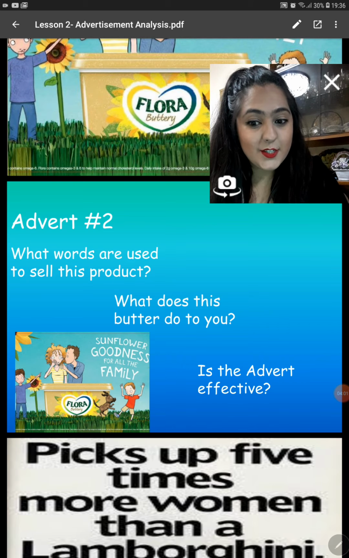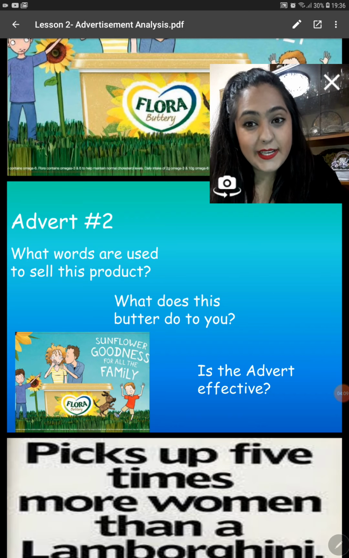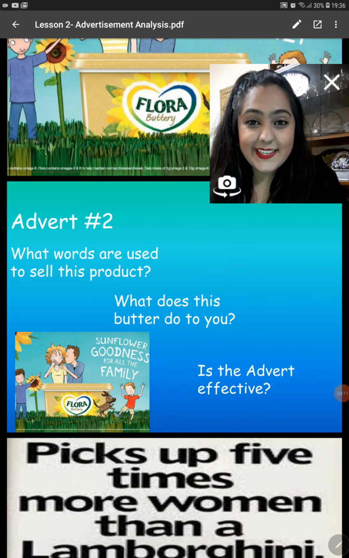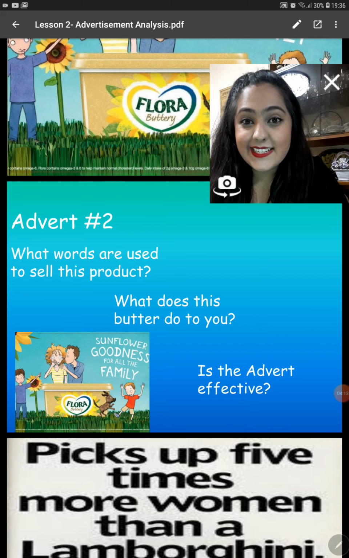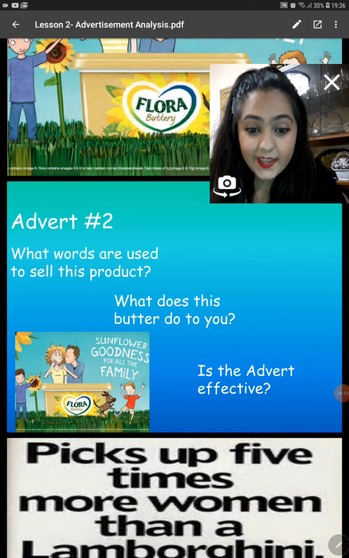What does this butter do to you? As you can see, the boy is very fit and healthy. He's playing with his dog in the picture. It makes mom and dad happy. They're smiling. And the butter has a lot of good nutrition in it for your family.